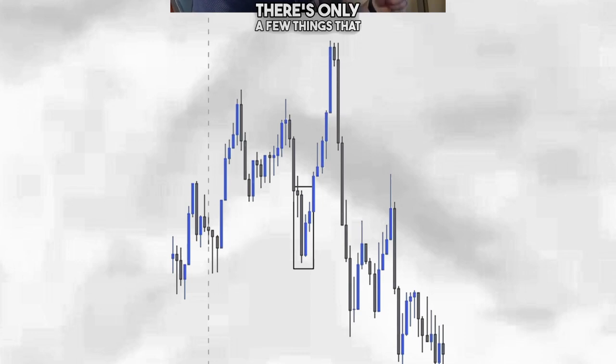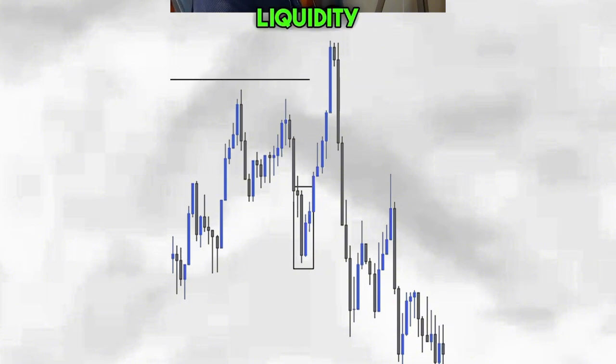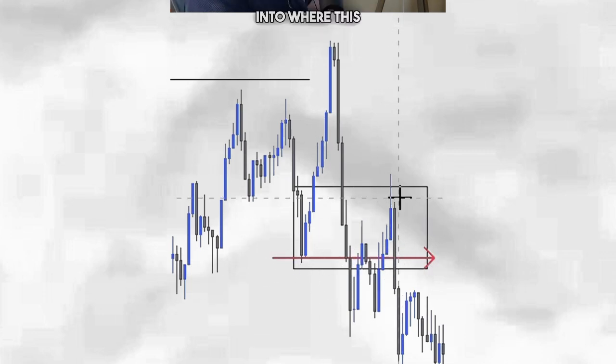There's only a few things that make this a valid breaker block. Number one, the expansion must sweep an area of liquidity, and number two, price must reverse after the expansion has happened and we have swept liquidity. Once those two things have happened, you've got yourself a valid breaker block. As you can see, price has come back into where this breaker block was formed and started selling off.